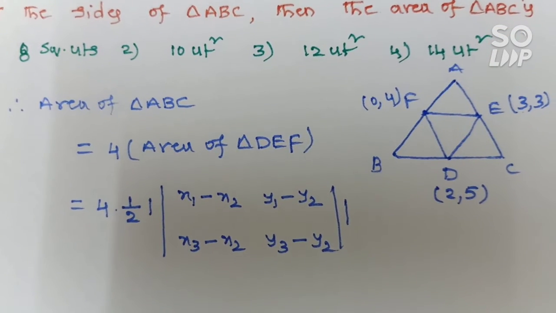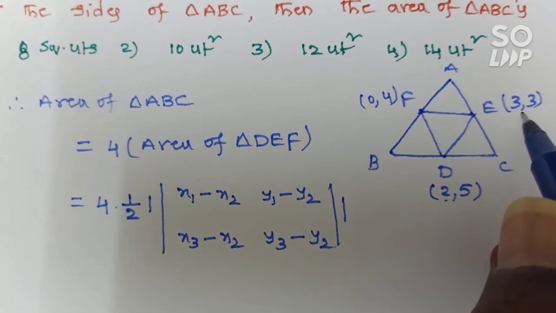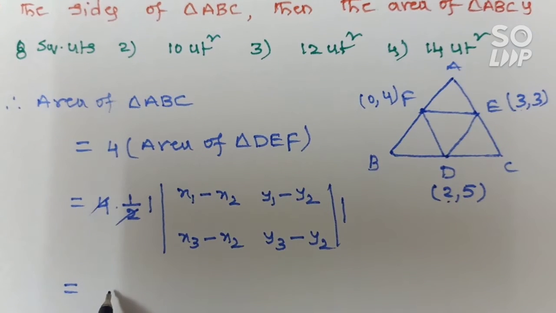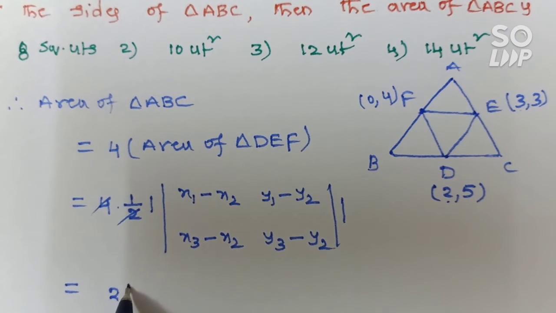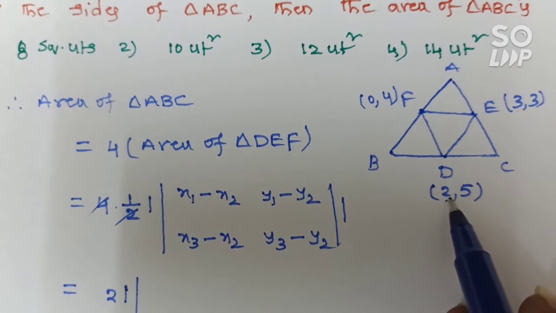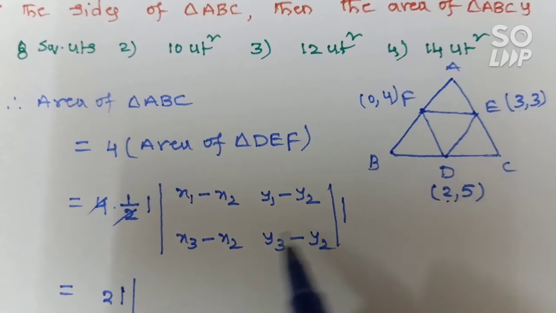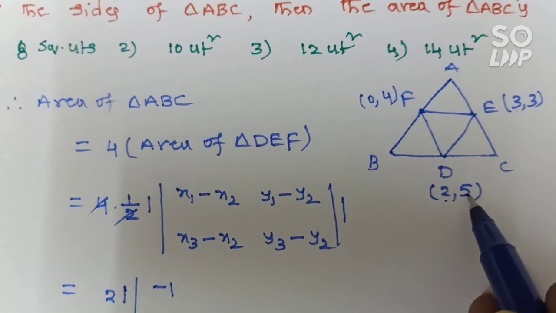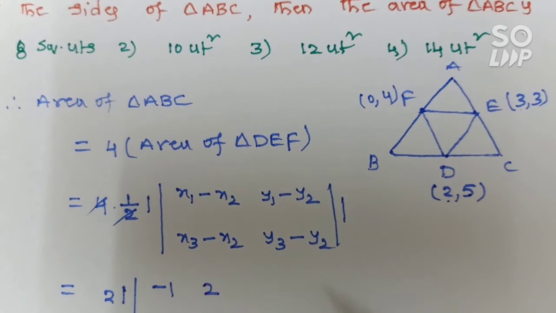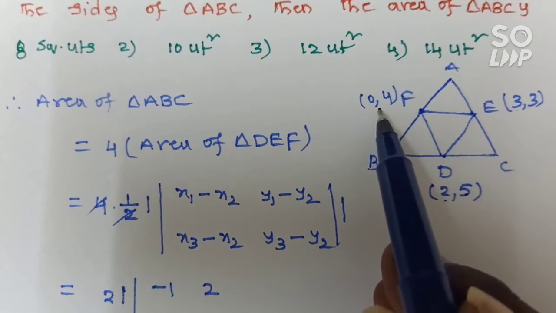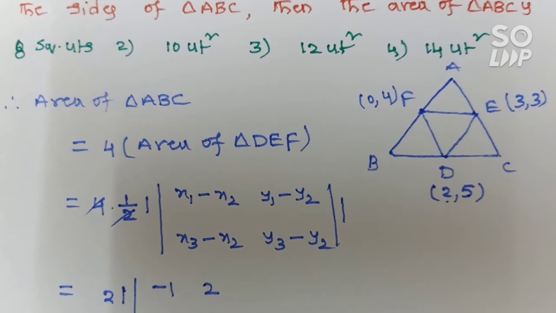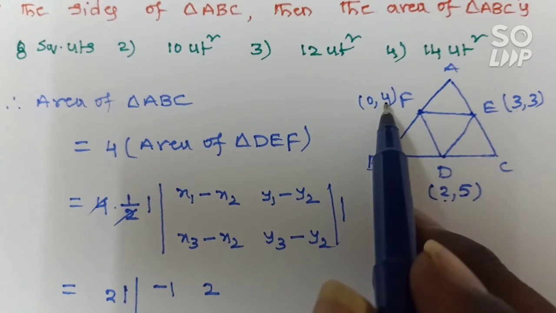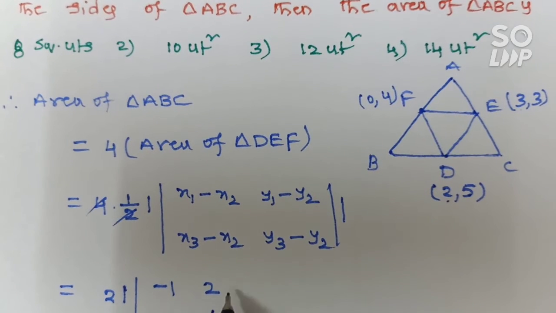Now you apply all these points. Here this is (x1, y1), this is (x2, y2), this is (x3, y3). Here the half becomes 2 times, so that is equal to 2 times the modulus of the determinant of: x1 minus x2, which is 2 minus 3, that is minus 1, and y1 minus y2, which is 5 minus 3, that is 2, and next x3 minus x2, 0 minus 3, that is minus 3, and y3 minus y2, 4 minus 3, that is 1. So this is the value.